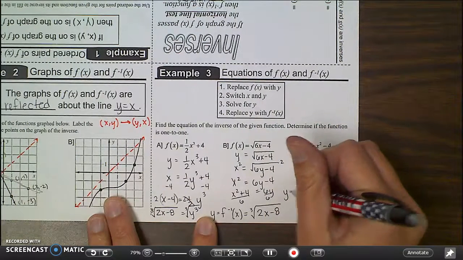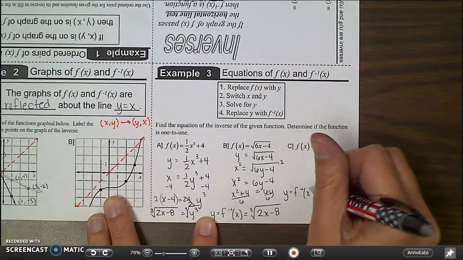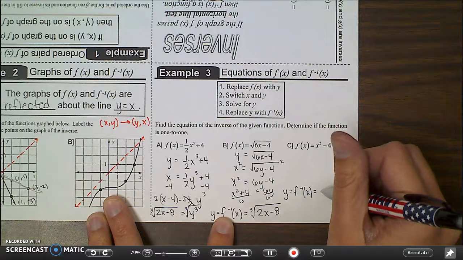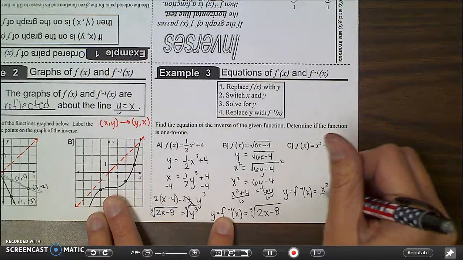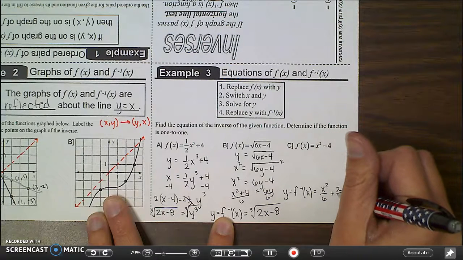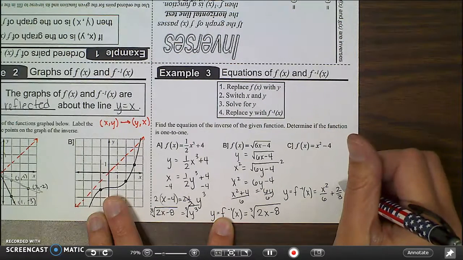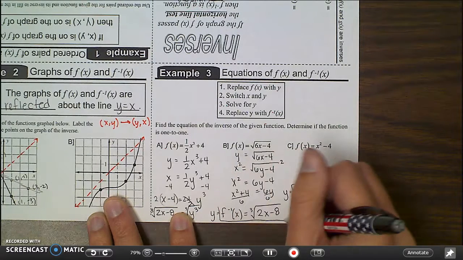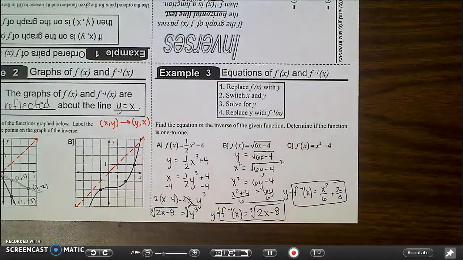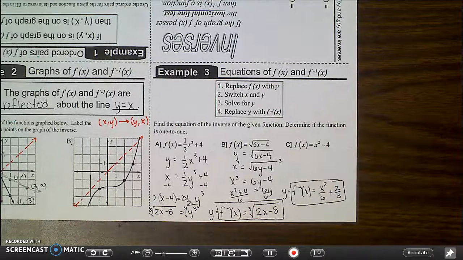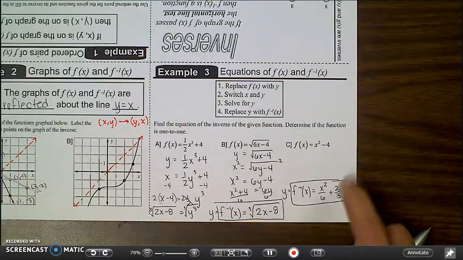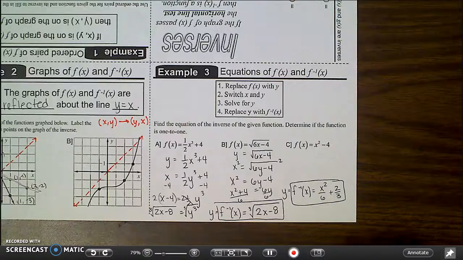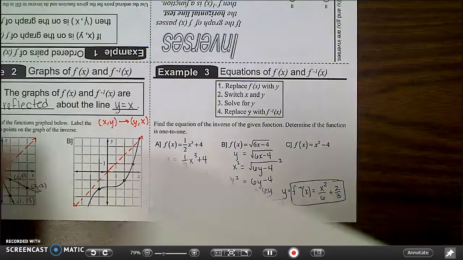So y, or the f inverse function of x, is equal to, I might rewrite this as x squared over 6 plus 2/3, but you don't have to, it doesn't matter. I just divided. So again, I'll leave the last one for you to try, and we can go over those things on Tuesday rather.